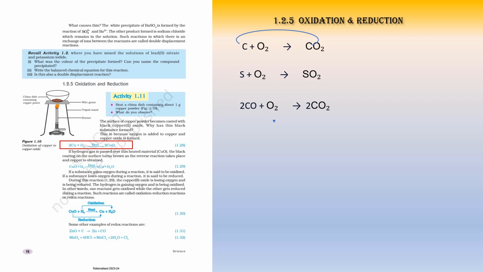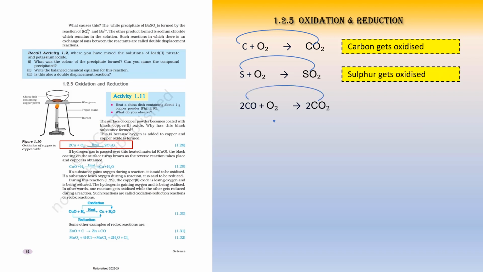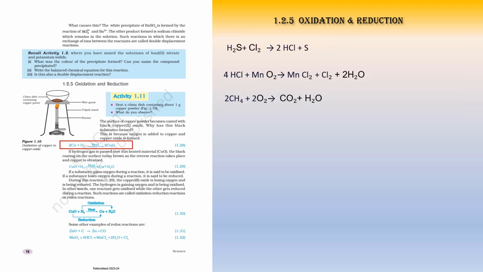What do you observe in the equations? Carbon gets oxidized to form carbon dioxide. Similarly, sulfur gets oxidized to form the product sulfur dioxide, and carbon monoxide gets oxidized to form carbon dioxide. So in the above three equations, you can see that carbon, sulfur and carbon monoxide add on oxygen to form the oxidized product.